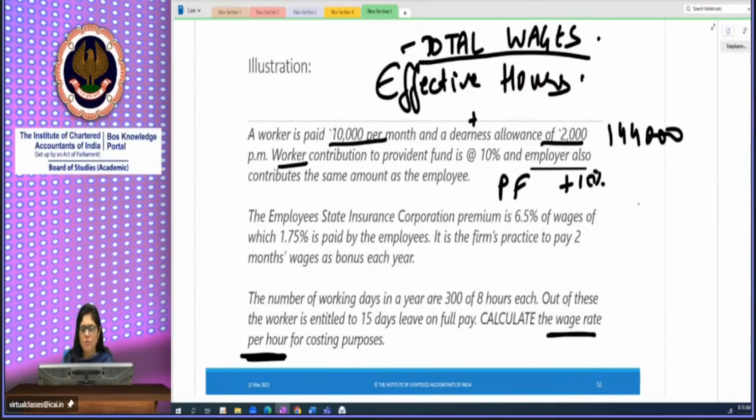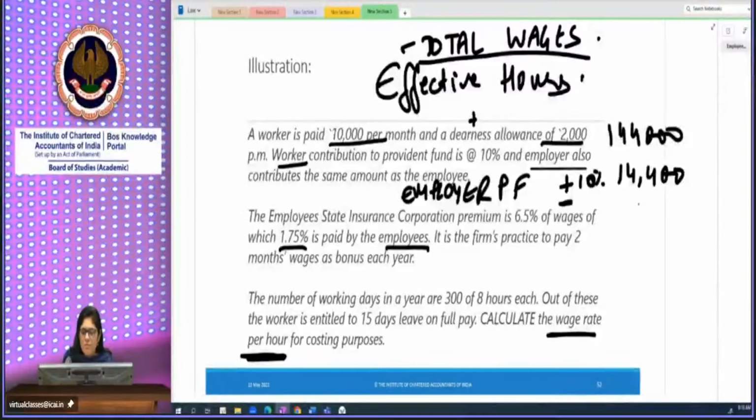PF contribution plus 10% PF, employer PF contribution, the employer contribution we always add. Clear? So 14,400 employer contribution we have to add. Employee state insurance premium is 6.5% of wages, of which 1.75% is paid by the employee. So how much is paid by the employer?